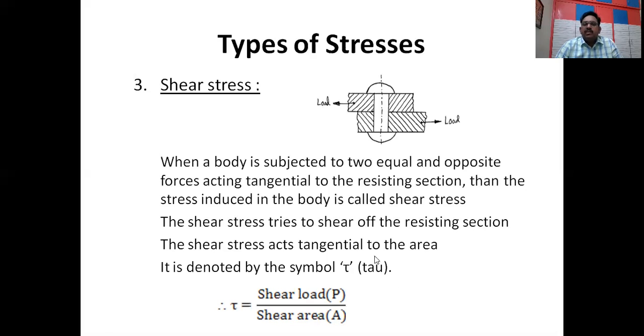So we have seen all three types of stresses: one is tensile stress, the other is compressive stress, and the third is shear stress. Basically, these stresses are classified based on the direction of the applied load and also the nature of the load, like whether it is a tensile load, a compressive load, or a shear load.